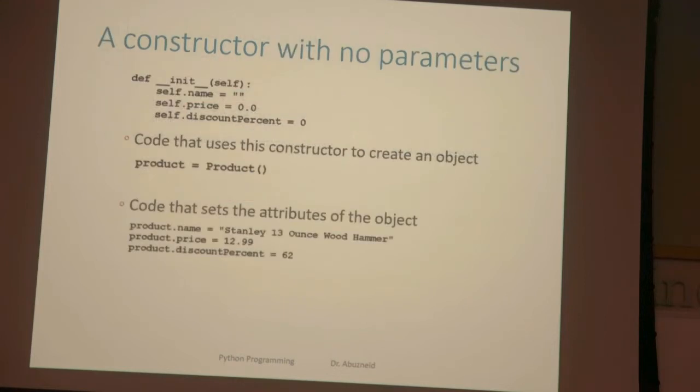Maybe an example will explain it. So def init, and we pass self. What we said here is, when we construct the object, the name will be a null string. There is no name. And the price will be $0. And the discount will be 0.